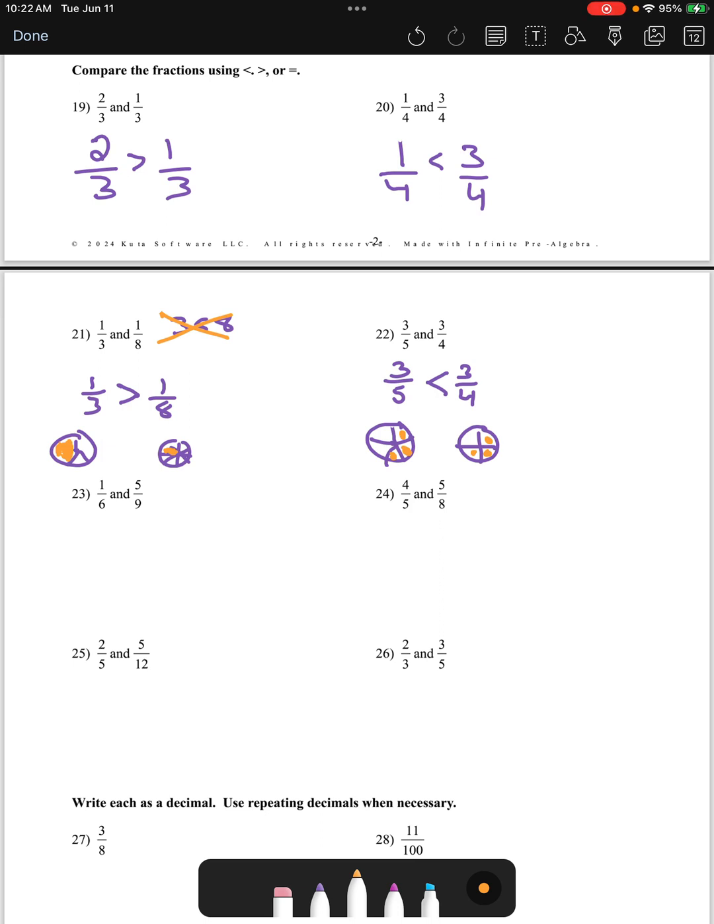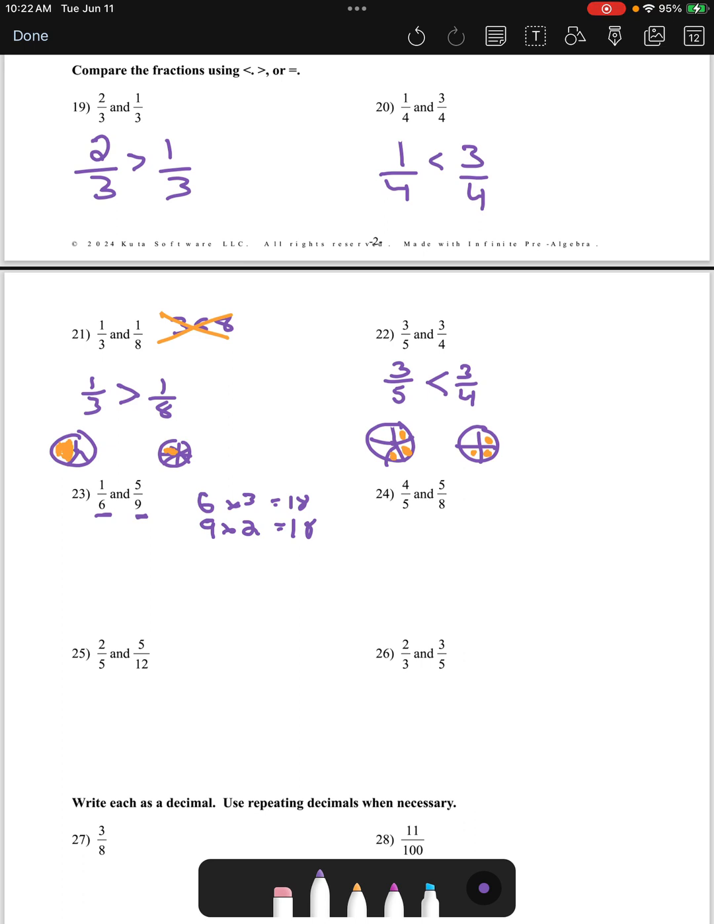Last possibility, nothing agrees. Ew, so what are we going to do? We're going to make them agree. And by them, I mean the denominators. So in 23, our denominators are 6 and 9. And my question to you is, what's the least common multiple of 6 and 9? What is the smallest number that we can turn both 6 and 9 into? And the answer to that is 18.